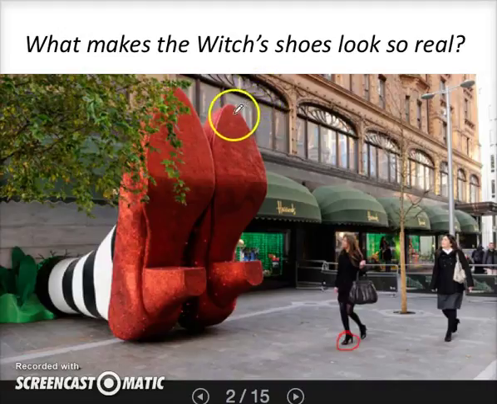For example, the measurement from the toe to the ball of the foot must be in proportion to the measurement of the entire shoe. That must be in the same proportion as it is in a real shoe, and that's what helps convince us that these look like shoes.